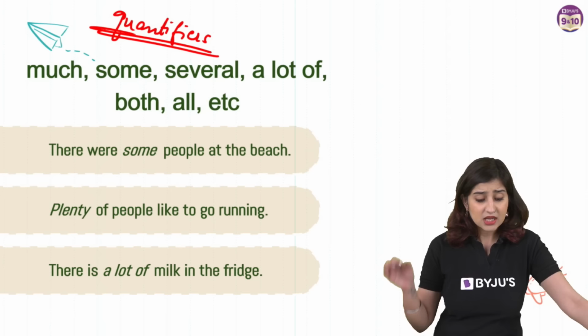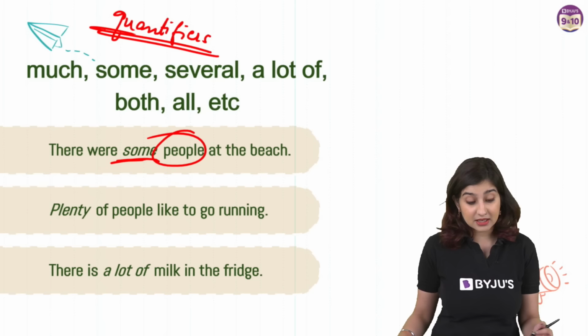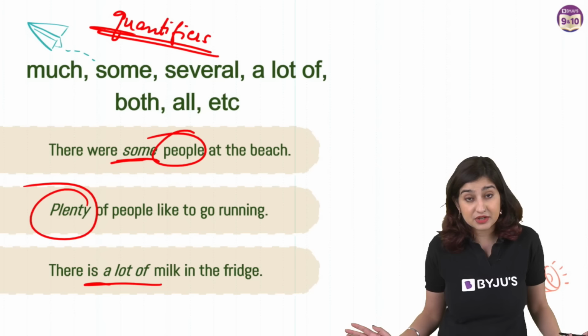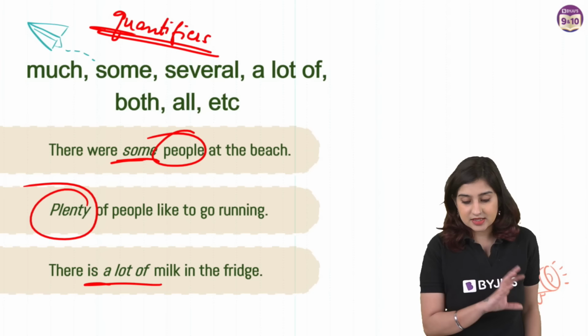Plenty of people like to go running. Plenty मतलब बहुत सारे people like to go running. There is a lot of milk in the fridge. बहुत सारा milk है fridge में. तो इधर भी आप बोल सकते हो there's plenty of milk in the fridge. Or you can say a lot of people like to go running. Okay, this tells you about the quantity of something.